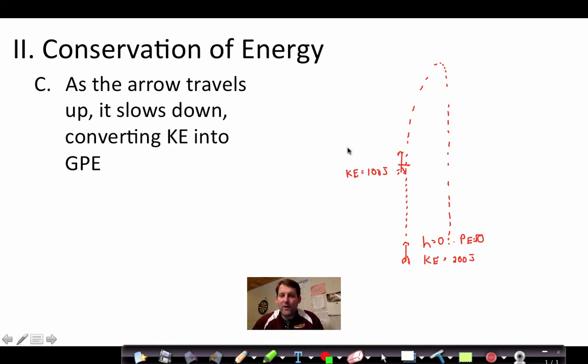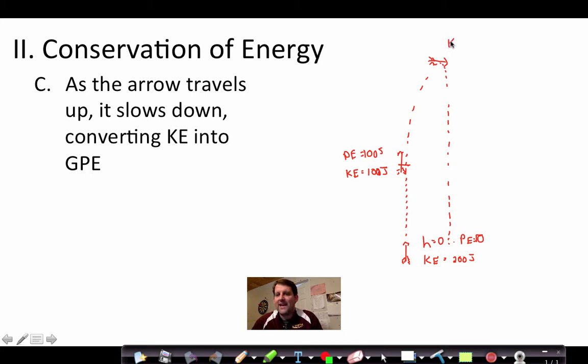And at the halfway point, it's lost that 100 joules of kinetic, but all it's done is really turn it into potential, 100 joules of potential. So notice the total energy here, 200 joules total, is equal to the starting total energy, 200 joules. At the top, the arrow is flipping over and coming back down.